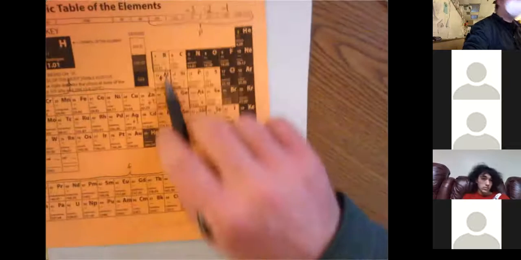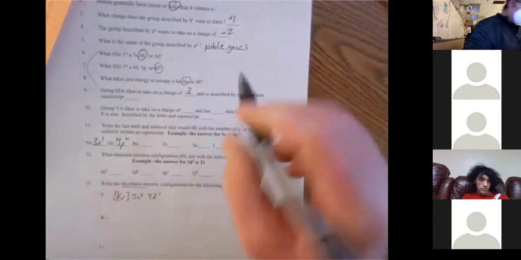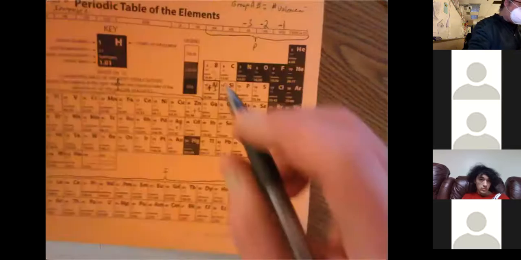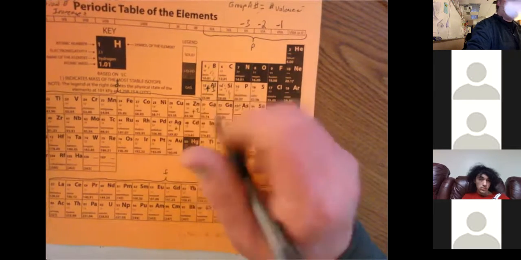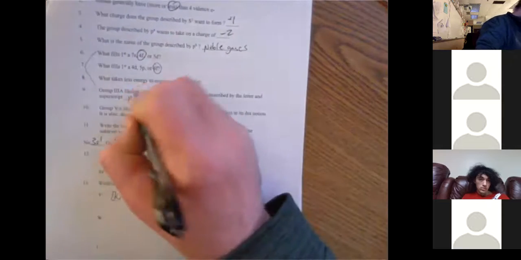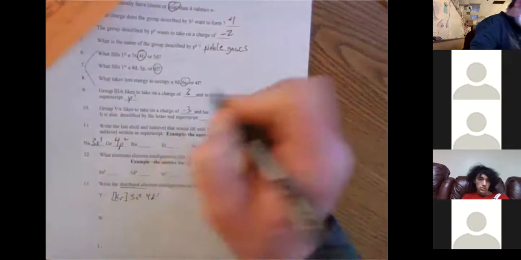Group 3A likes to take a charge. Here's group 3A. They like to take a charge of 3. And they're described by the letter in superscript. Well, this is 3p, or this is 3p1. They like the p1. 5A likes to take a charge of, here's 5A. They like to take a charge of -3 because they want to gain 3 electrons so that they get 8.